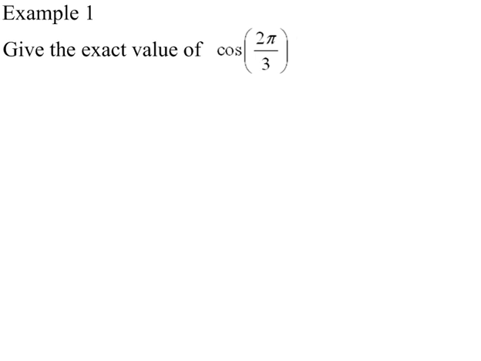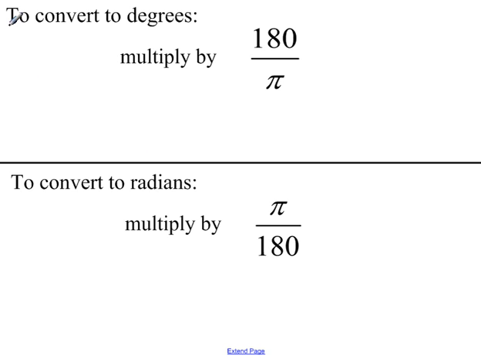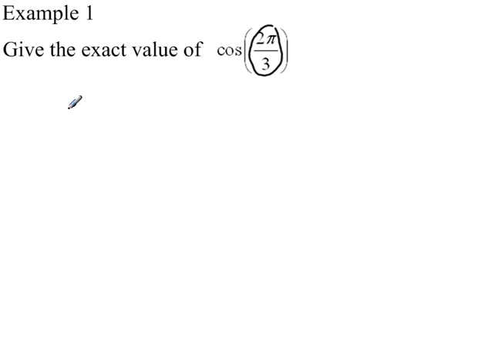Alright, so here's our first example. Give the exact value of the cosine of 2 pi over 3. To find this exact value, I'm going to convert this into degrees. So I have to use the formula. To convert to degrees, you multiply by 180 over pi. So I'm going to take 2 pi over 3, and multiply it by 180 over pi.